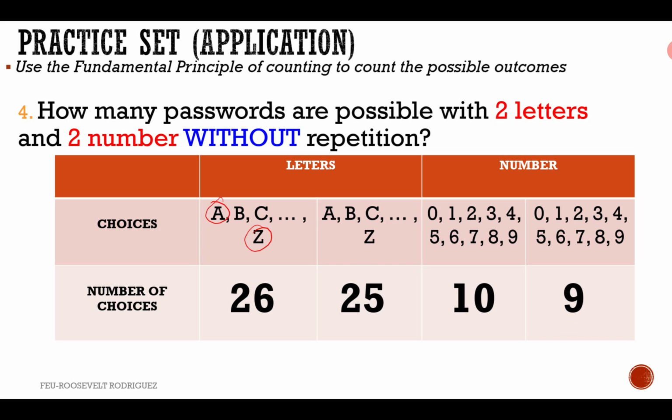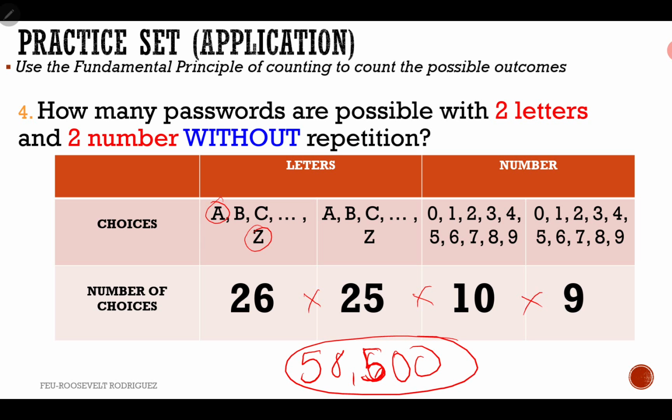The occurrence of event A is affected ng ibang events natin. Alright? So, after that, just multiply the set of values. We have 26 times 25 times 10 times 9. Okay? With use of our calculator, 26 times 25 times 10 and times 9. So, the answer is 58,500. So, that is 58,500 possible combinations. And that is our answer.